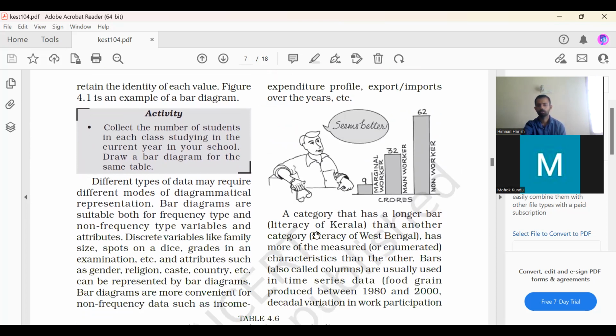So there's a figure given in terms of crores, according to the workers. There are three types of workers, which are marginal workers, main workers, and non-workers. The non-workers are higher, at 62 crores, whereas the main workers are just around 32 crores, and the marginal workers are 9 crores.